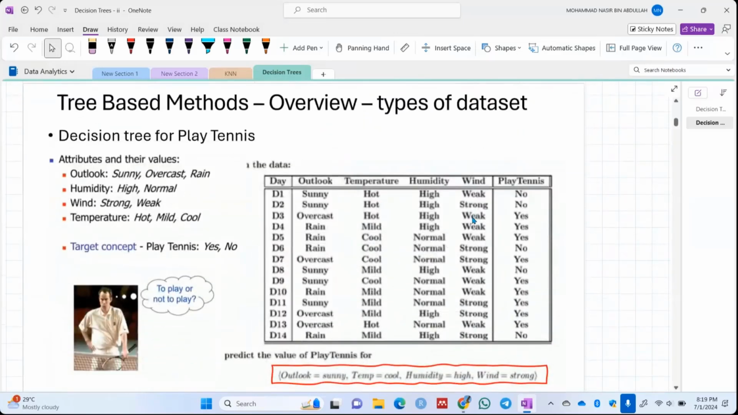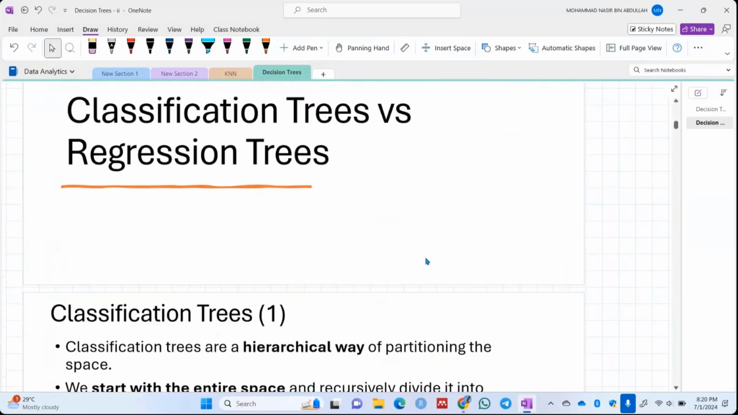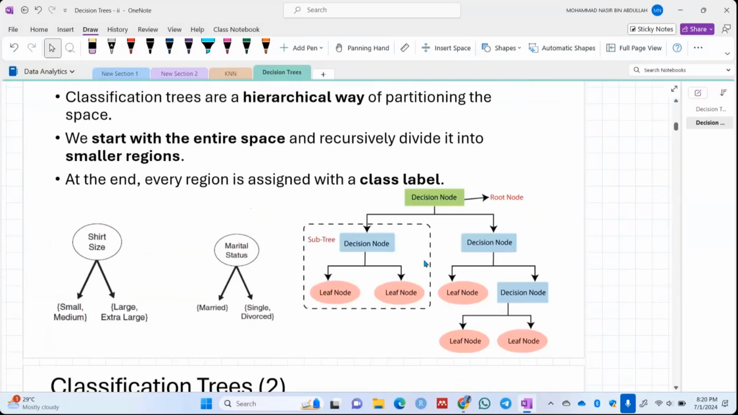So the root node variable is the important variable for the prediction. So this is an example of a classification data set, right? I think this one we have seen before. We have X1, X2, X3, X4. We want to predict play tennis, whether yes or no. This is the classification task, right?